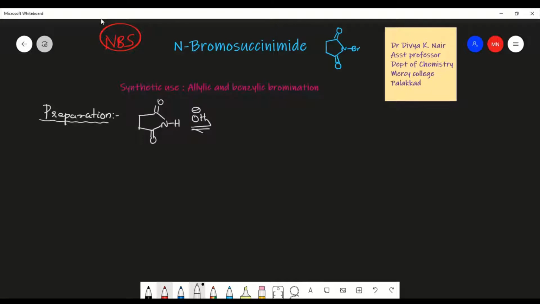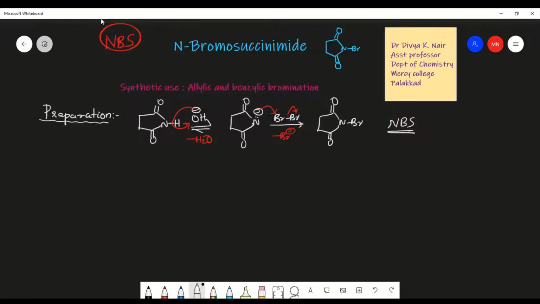this hydrogen will be deprotonated like this, minus H2O, and you will get a negative charge on nitrogen. Now this will react with bromine. It will attack the bromine, and Br minus will leave. So minus Br minus, and you will get the desired N-bromosuccinimide, NBS. This is how NBS is prepared.